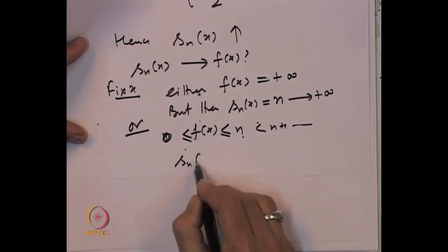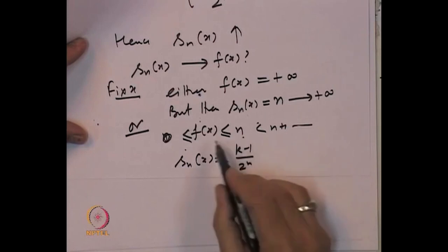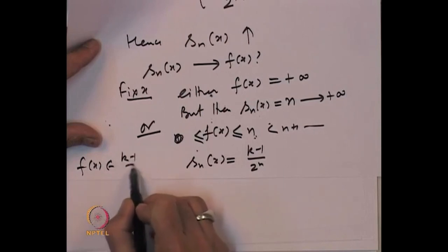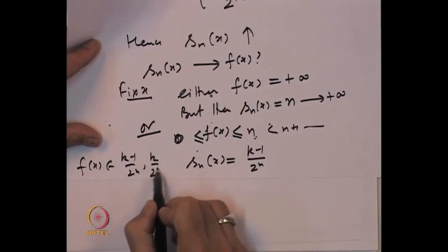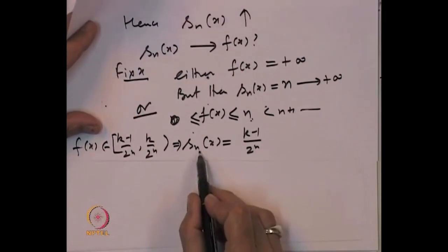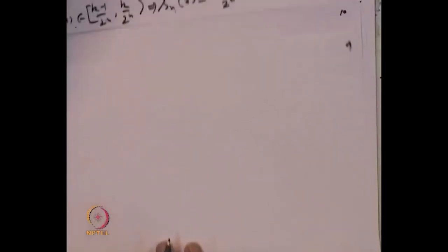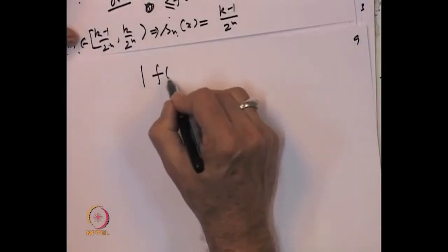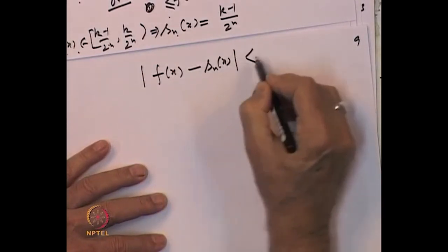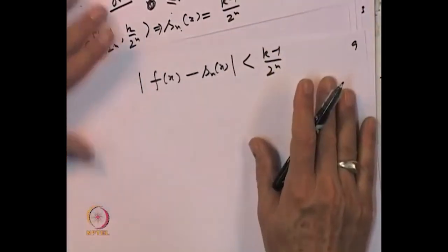In that case, Sn of x is going to be some k minus 1 over 2 to the power n, right. If this is less than this, then f of x will belong to one of the intervals k minus 1 over 2 to the power n and k by 2 to the power n. So what is the difference between Sn and this? Sn is the lower value, f is something in between, so that implies that f of x minus Sn of x will be less than 1 over 2 to the power n, okay, for some n.